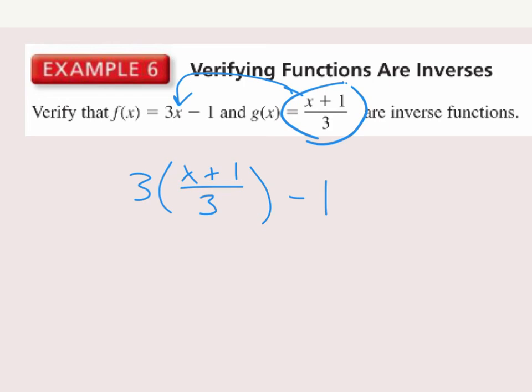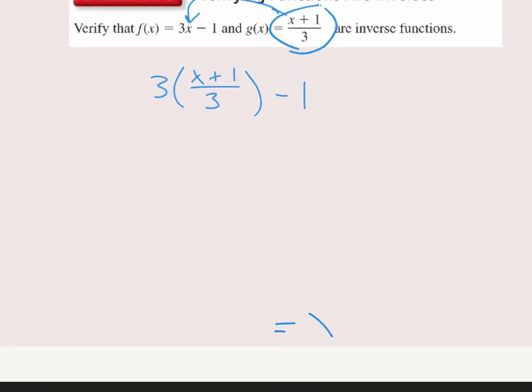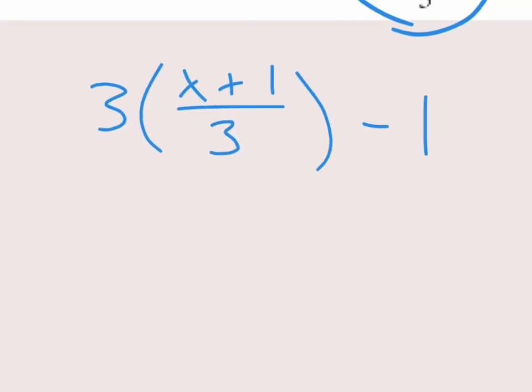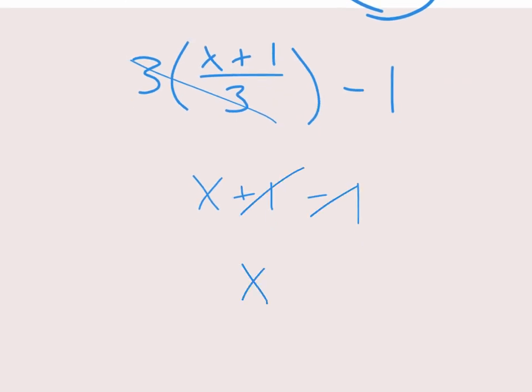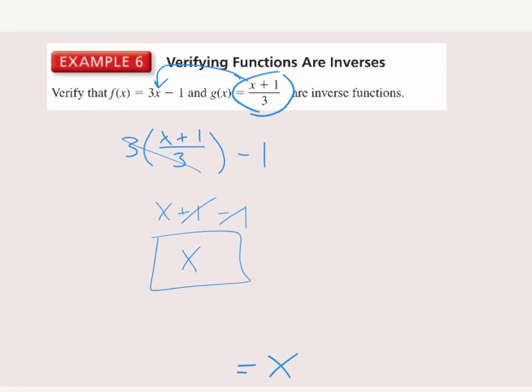Our goal is to get all of this to be equal to x. We just want x at the end. So let's simplify this. What can we do? Anything cancels out? Yeah. The 3's cancel out because we have 3 being multiplied and 3 being divided. So we have x plus 1 minus 1. The plus 1 and minus 1 cancel, so we're just left with x. So when we are just left with x, they are inverses.